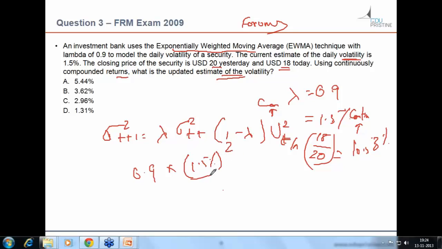You will surely tend to make a mistake in the exam in a hurry, and you tend to lose marks on this. So keep this point in mind. So it is 0.9 into 1.5 the whole square. 1 minus lambda, it is 0.1, into 10.53, it is a negative 10.5. Keep in mind there is a negative return.